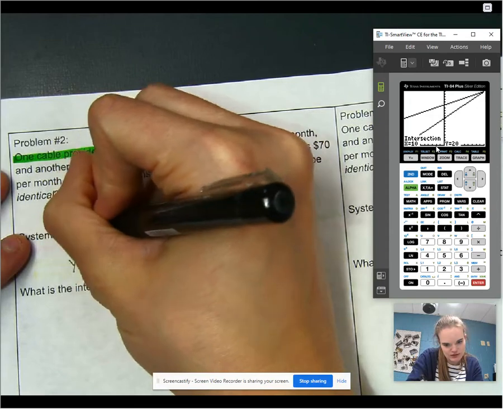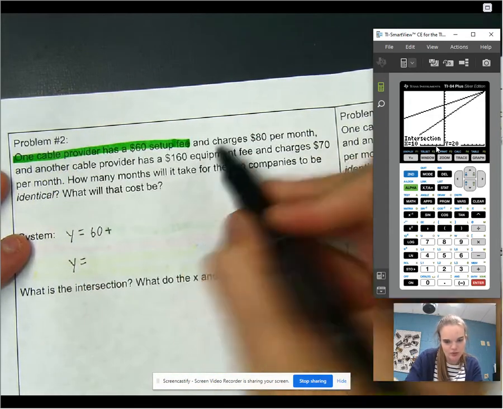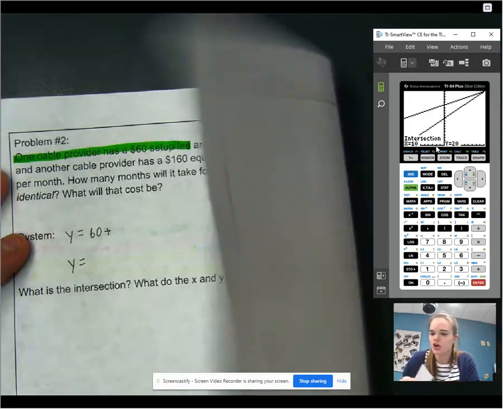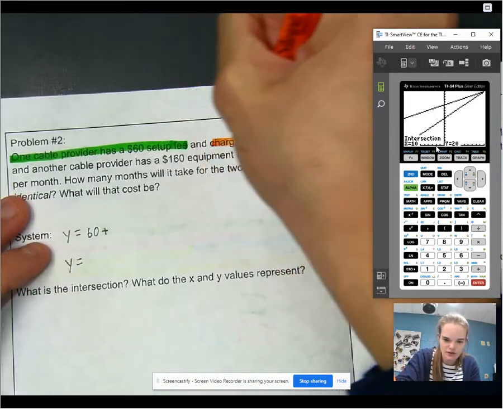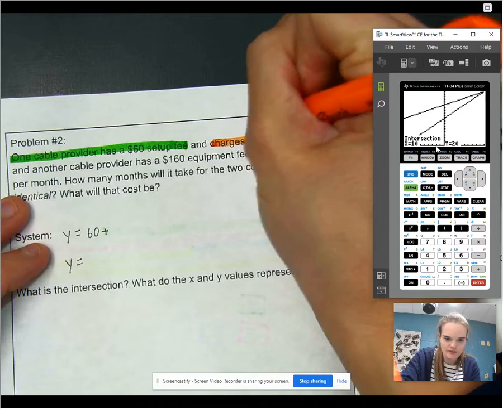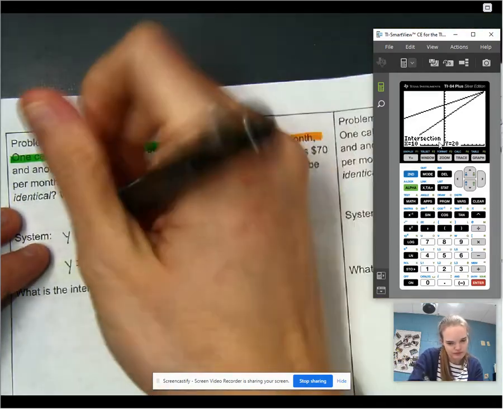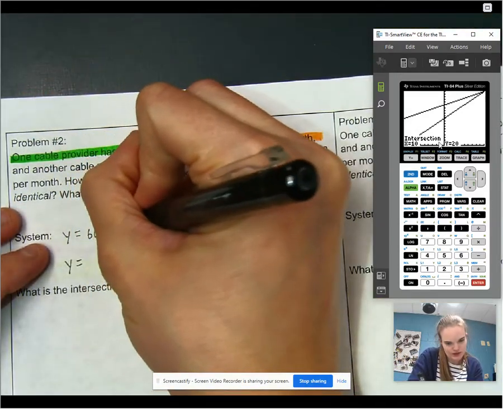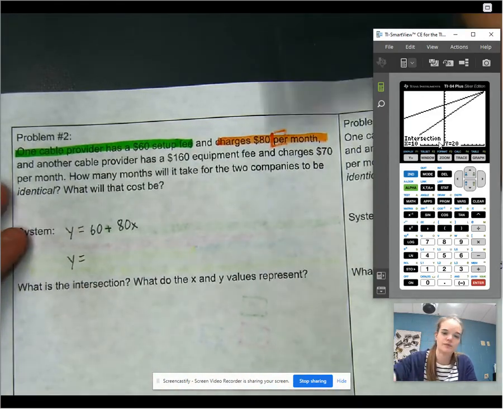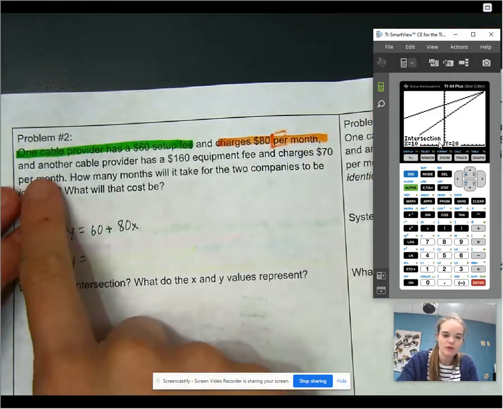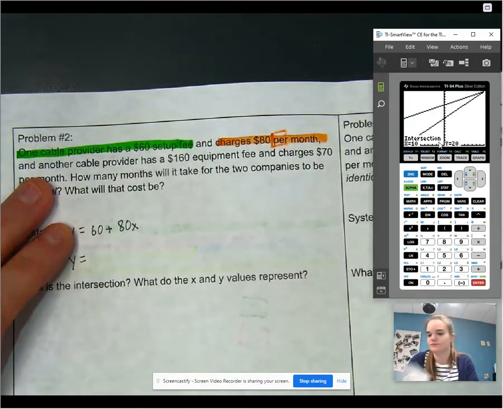$60 plus, and charges $80 per month per, meaning it's going to get the variable 80x. I'm using x instead of month because I'm going to have to type it in the calculator as x.